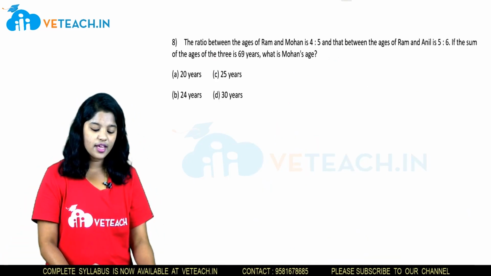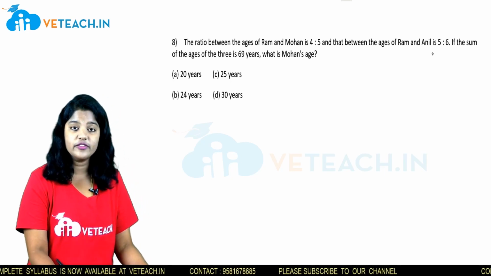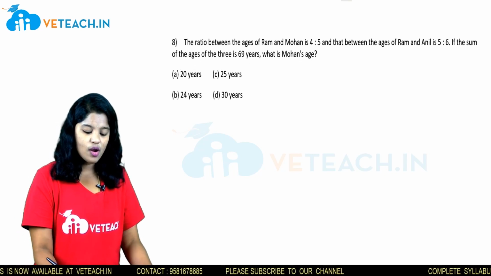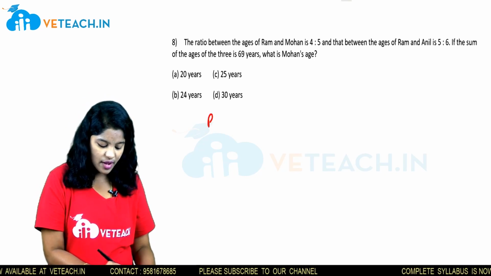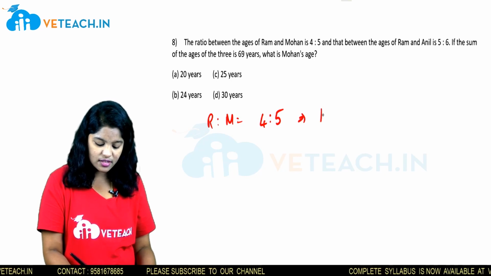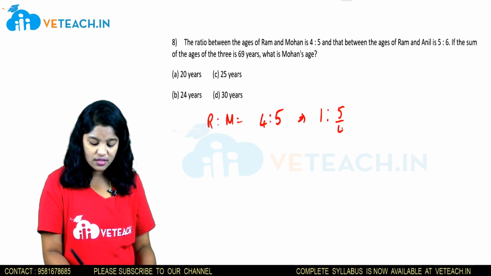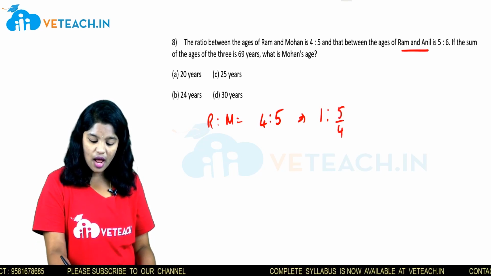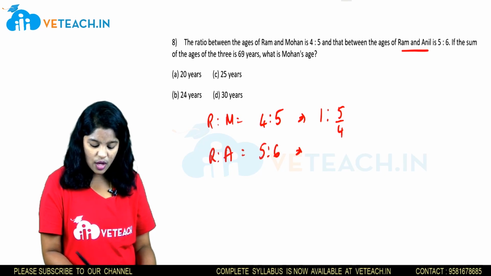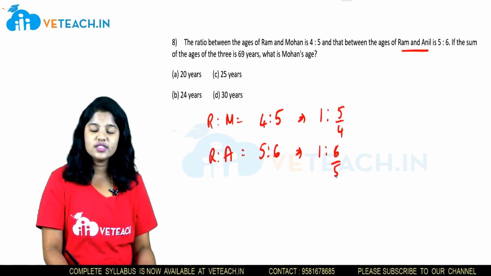See, the ratio between the ages of Ram and Mohan is 4:5, and between Ram's and Anil's age is 5:6. If the sum of ages of the 3 is 69 years, what is Mohan's age? So here given Ram is to Mohan age is 4:5. So I am dividing this ratio by 4. So it will become 4/4, 1 is to 5/4. Next Ram is to Anil's age 5:6. So I am dividing this ratio also by 5. So it will become 1 is to 6/5.